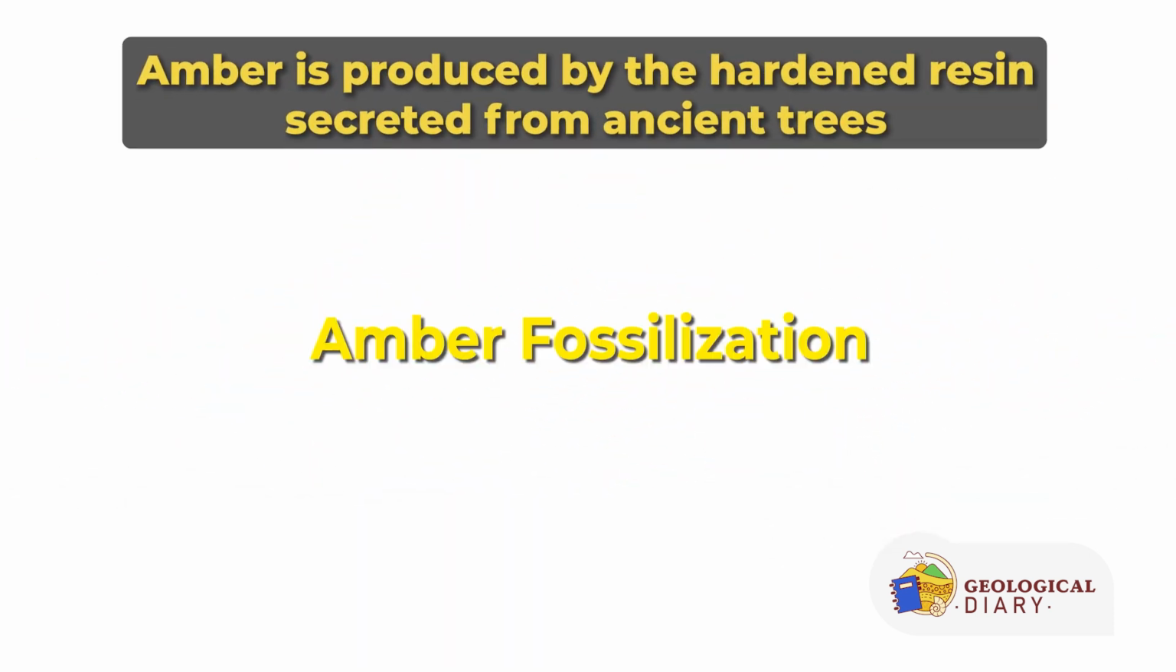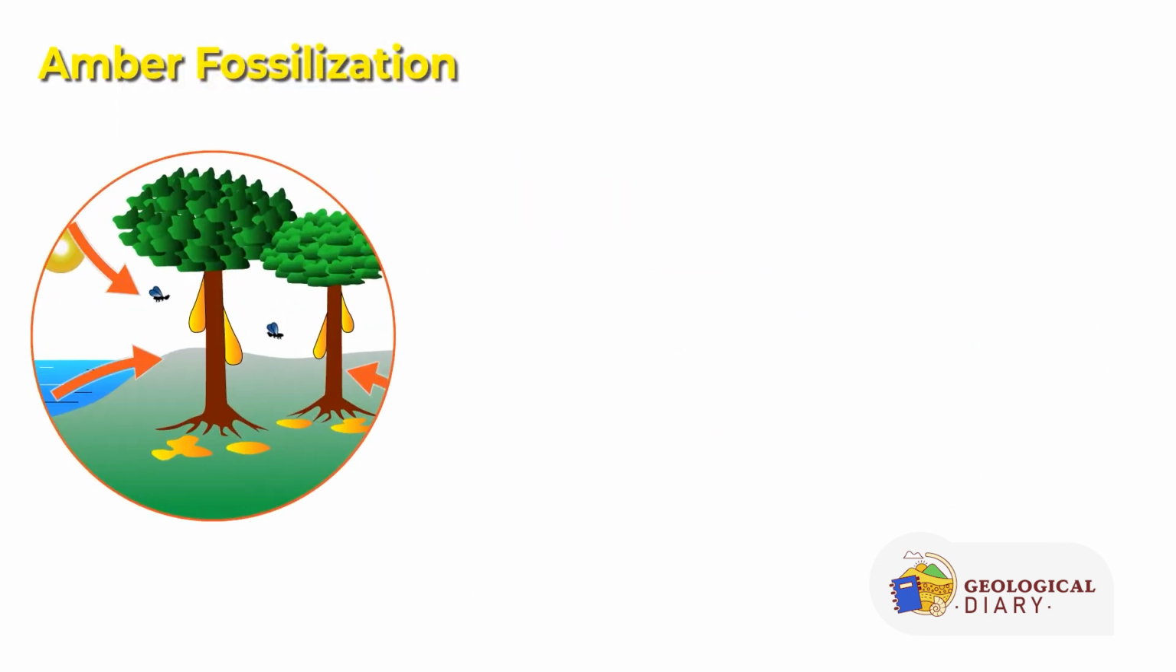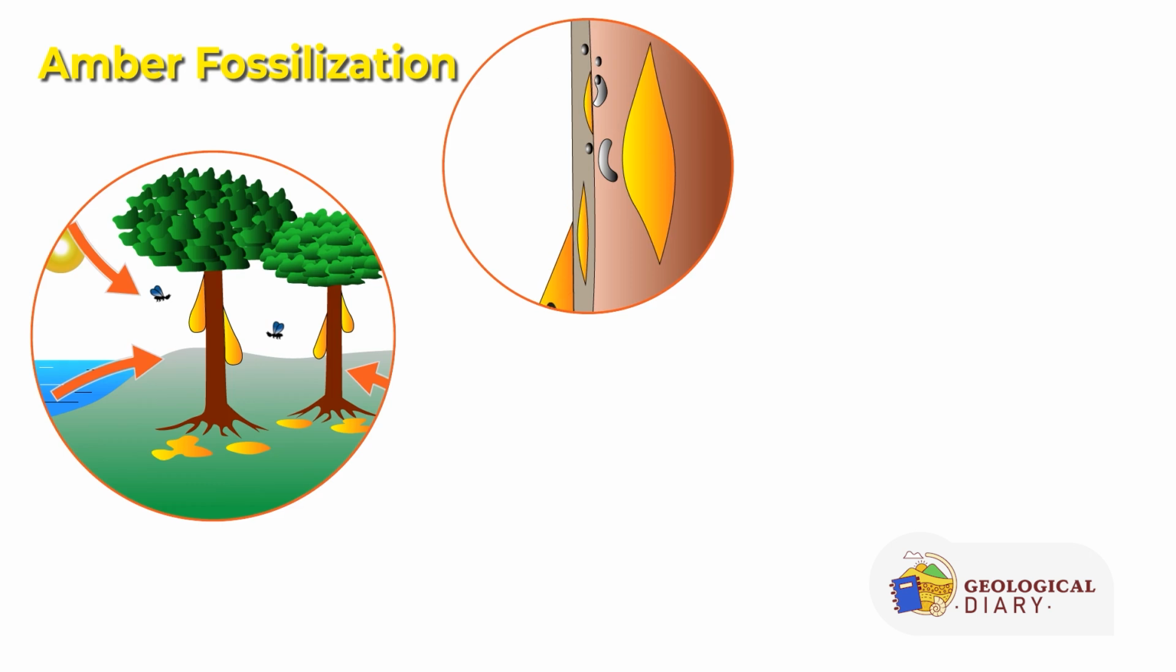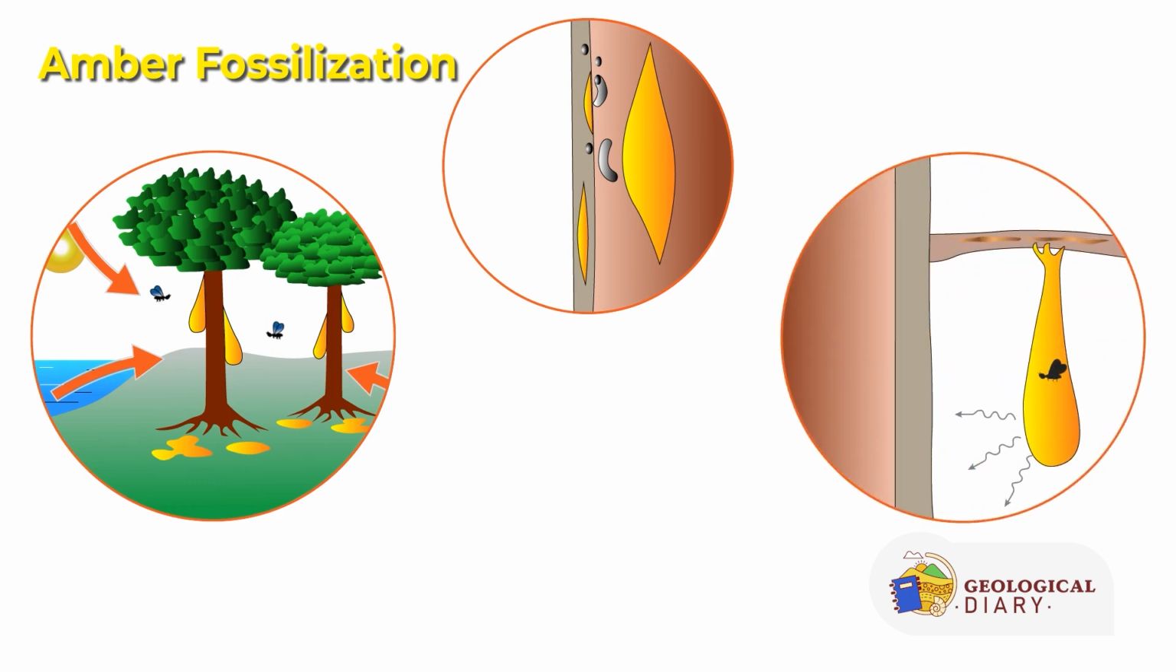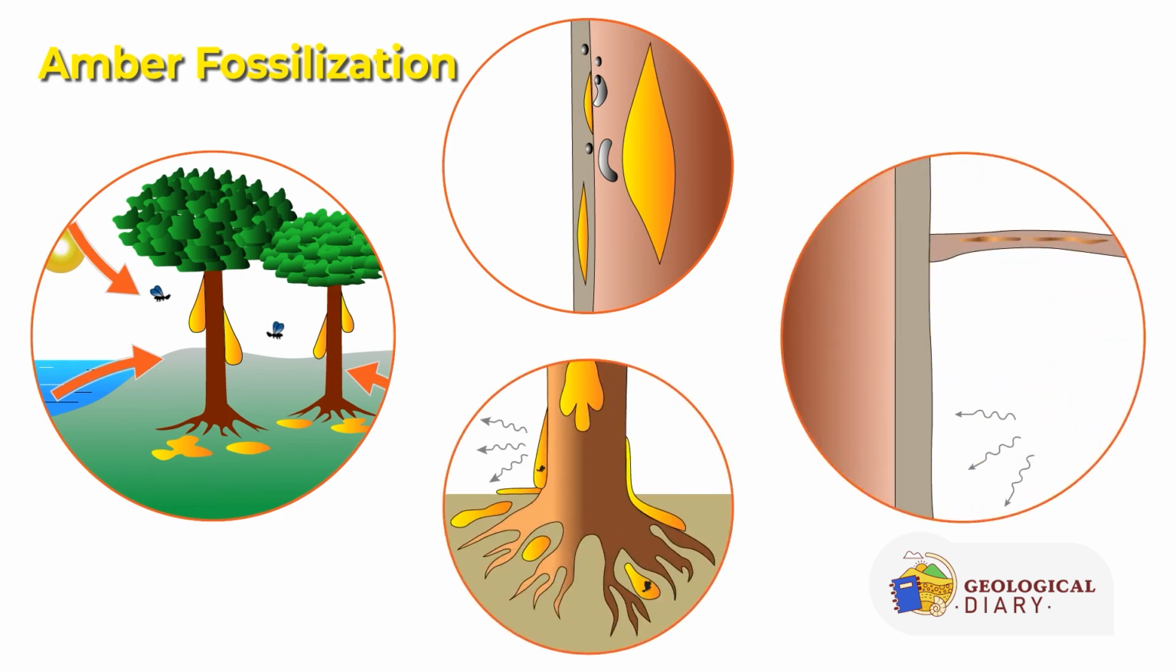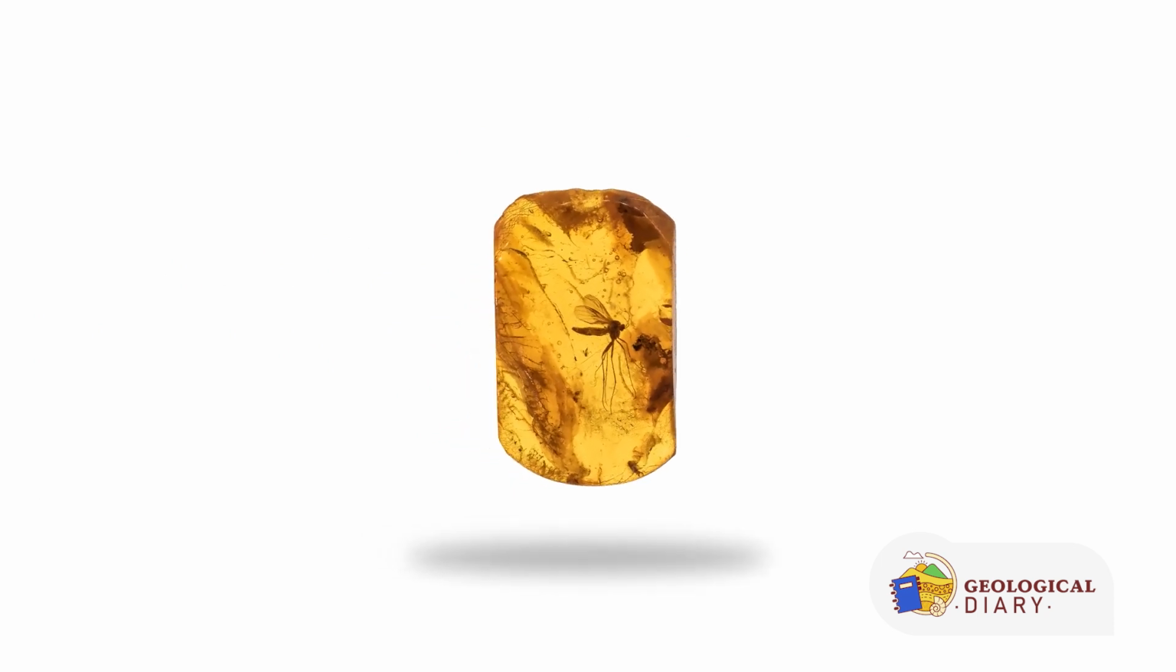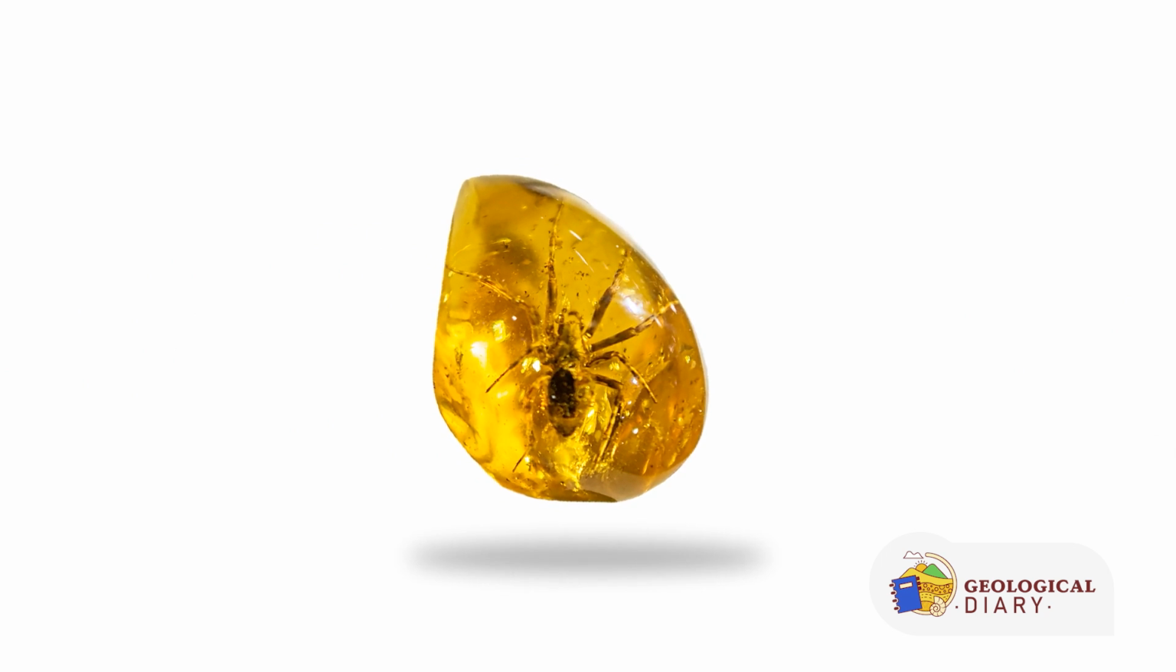Amber is produced by the hardened resin secreted from ancient trees. The tree secretes a sticky resin that seals off the insect from the atmosphere and protects the remains from any potential damage from the surrounding environment. The resin itself forms a protective case, a sort of pressure-resistant capsule, leading to the preservation of such soft, delicate parts.